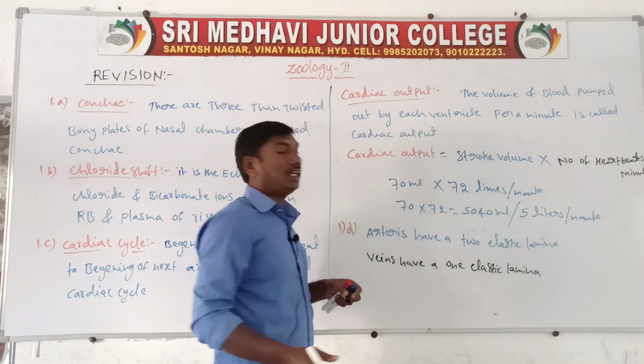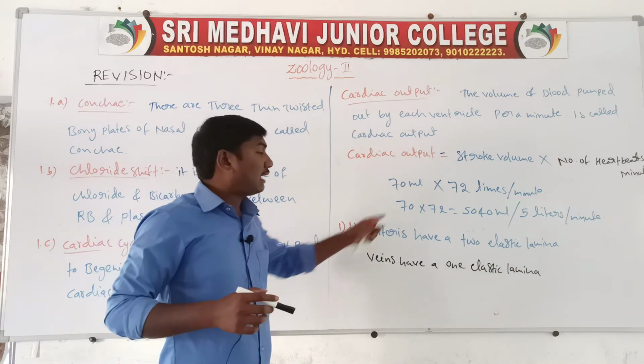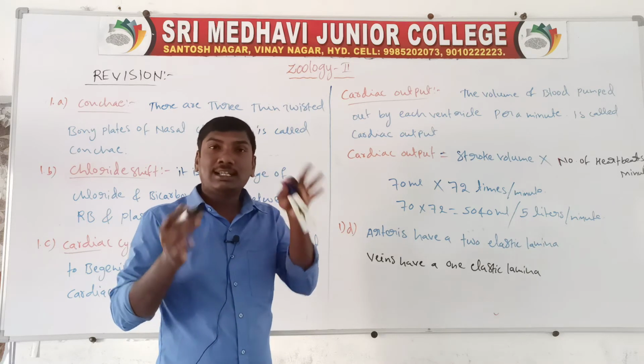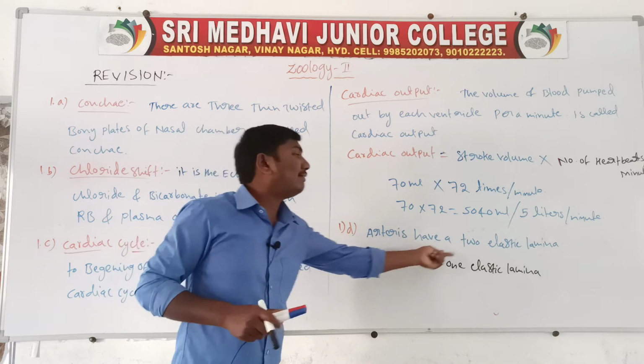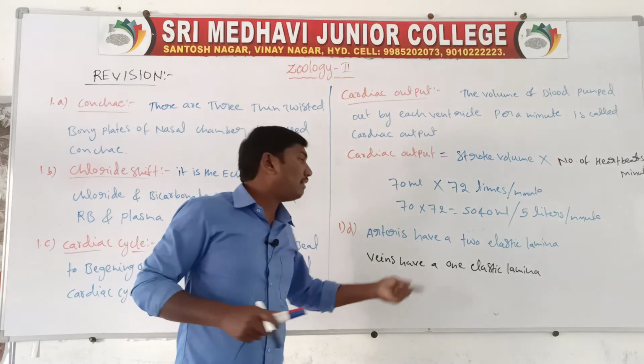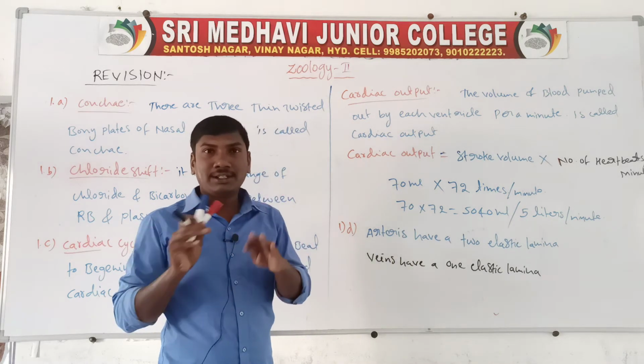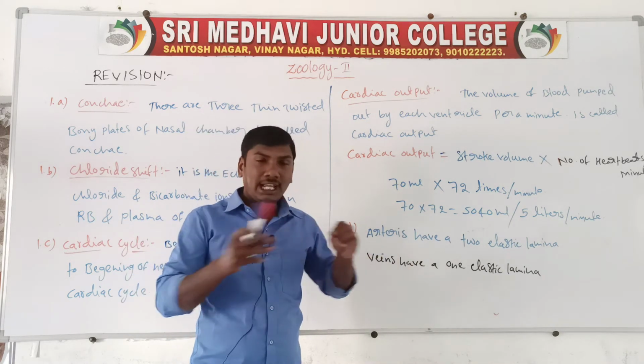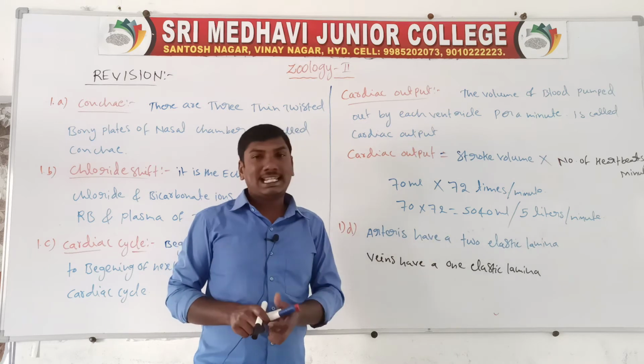Elastic lamina. So the arteries are more elastic because arteries have two elastic laminae, while veins have one elastic lamina. Comparing arteries and veins, the arteries are more elastic because of the two elastic laminae.